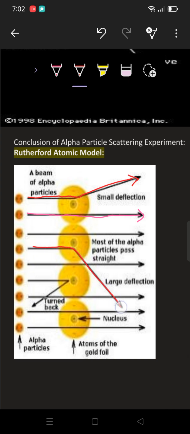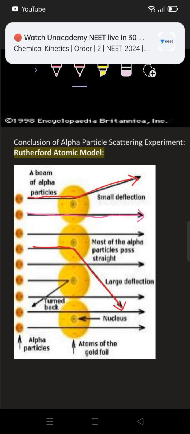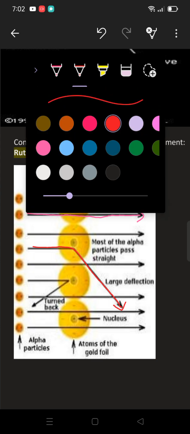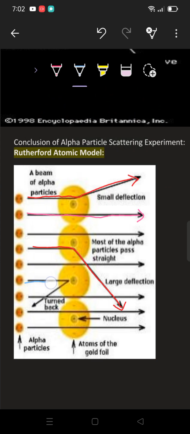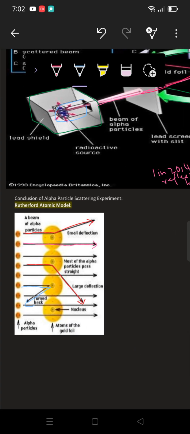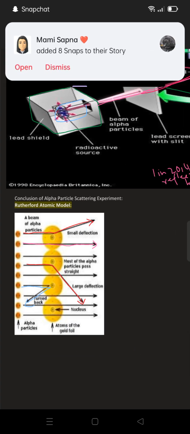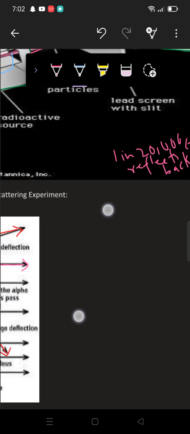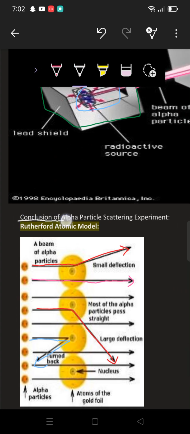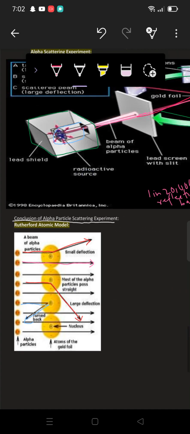This one is also deflected by a small angle, right? And there was a very small number, 1 in 20,000, that reflects back. So what was the conclusion of his atomic model? Let's discuss that today. We are going to discuss the conclusion of the alpha particle scattering experiment, right?